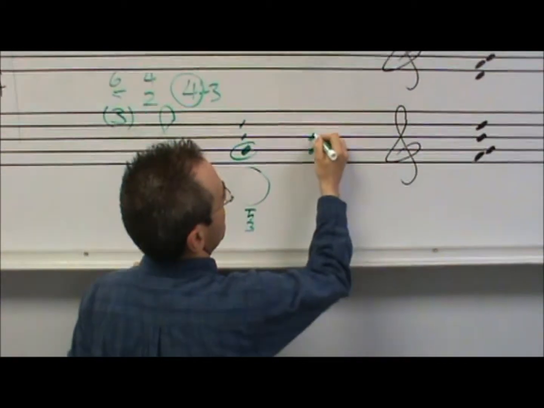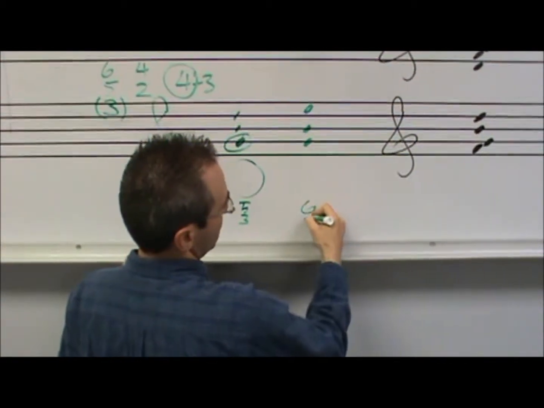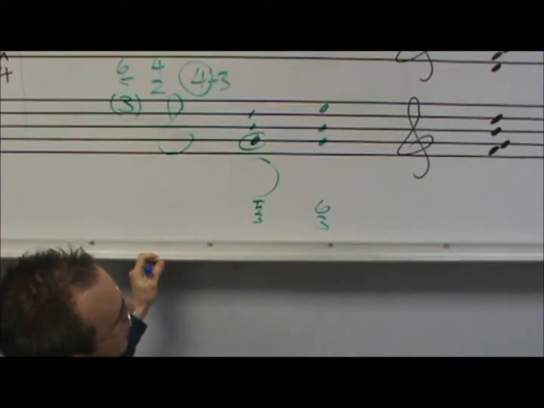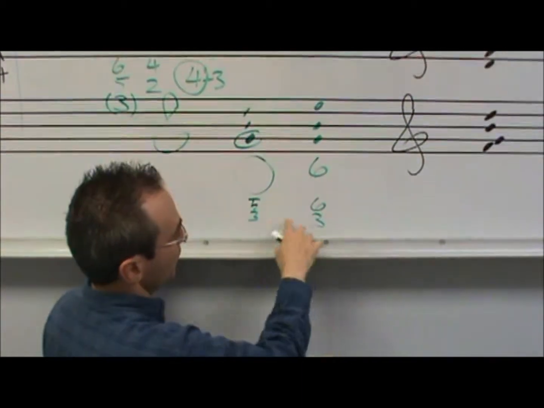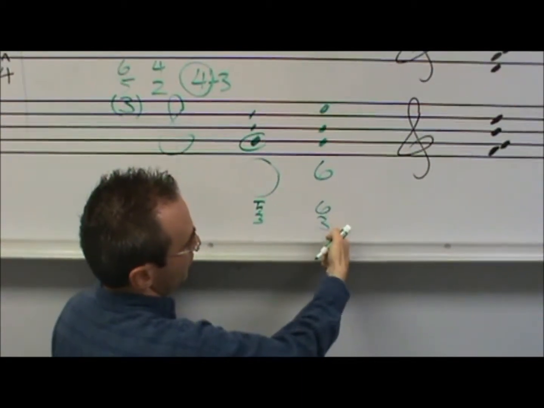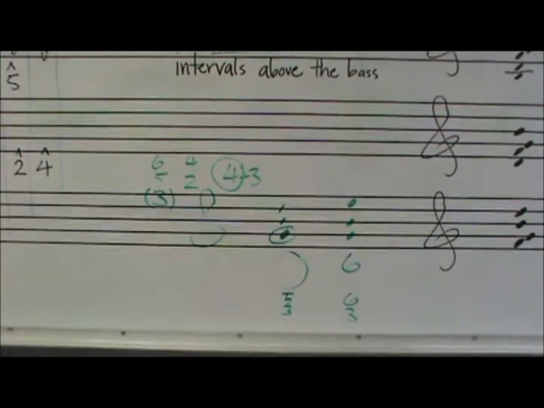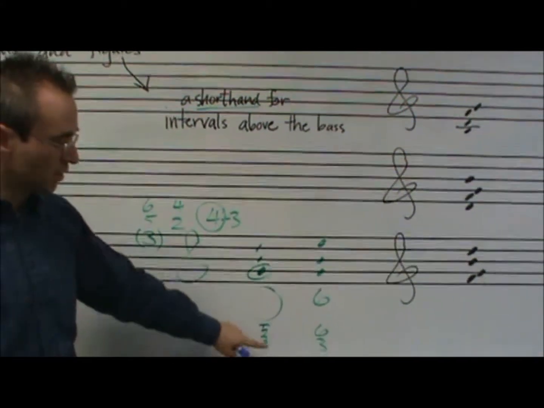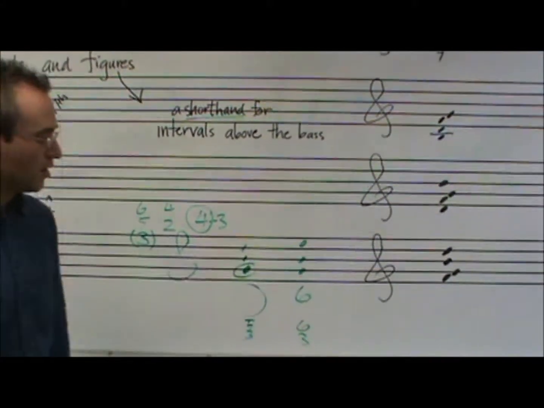Let's make this a 6-3. So the full thing would be to write 6-3, but instead we write just 6. Blank here for 5-3. The shorthand for 6-3 is just plain 6. Okay, so it's a shorthand for the intervals above the bass, and you need to know them well enough that you can supply what's missing. Supply the 5, the 3 here, supply the 3 there.